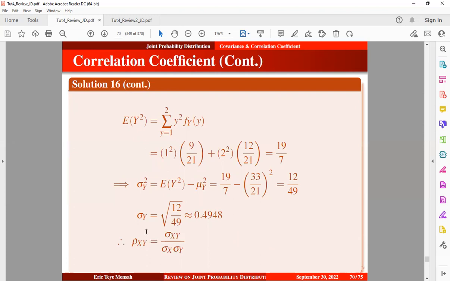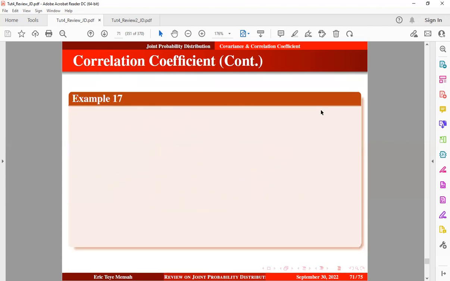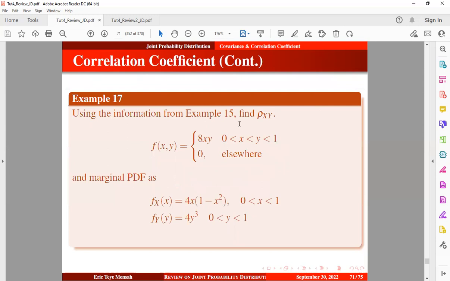So therefore for the correlation coefficient of x and y, I use this expression. Once we input the values, we get this, okay? And now we can see that we have an inverse relationship between the two variables, okay? All right. So now let's take a look at another example. Using the information from example 15, we want to find the correlation coefficient between x and y. So we have the joint PDF and also the marginal PDF of x and y, okay?